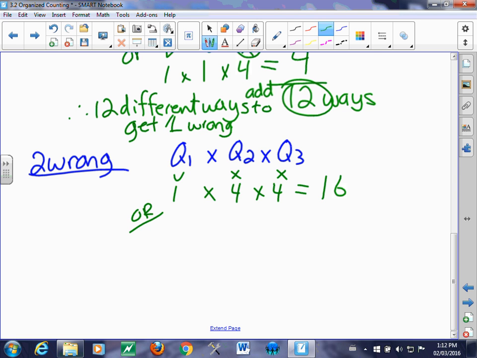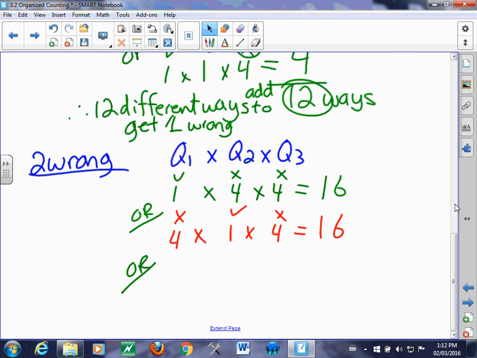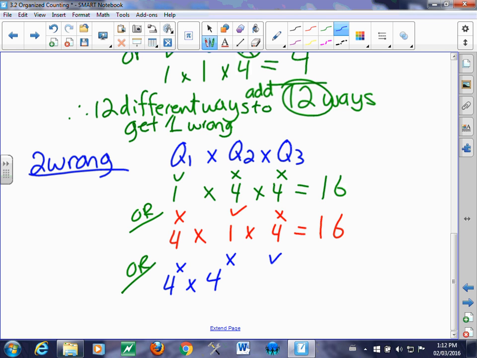Or we still have the other option where, let's say we had the second question right, but the first one and the third one wrong. So it's going to be 4 times 1 times 4, that equals 16. And again, we can say, or, what if we had the third question right and the first 2 wrong? Okay, so it's going to be 4 times 4 times 1, and that equals 16.